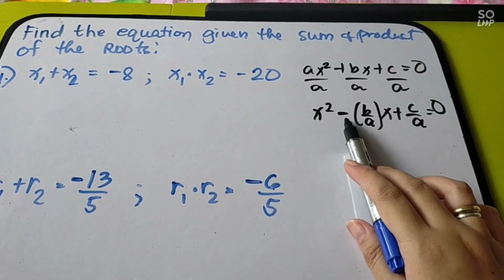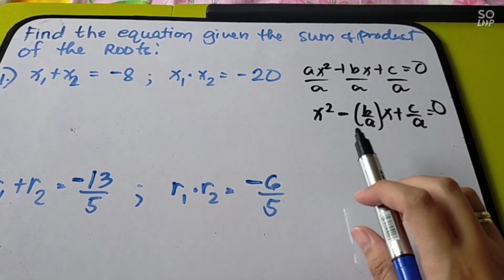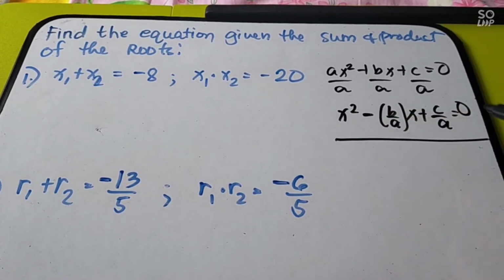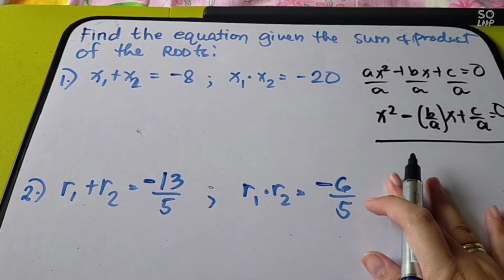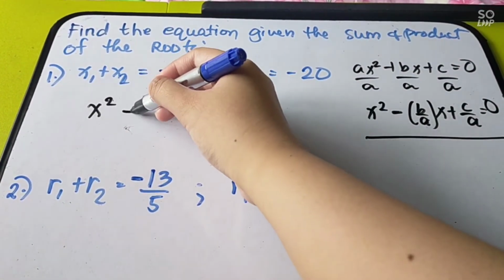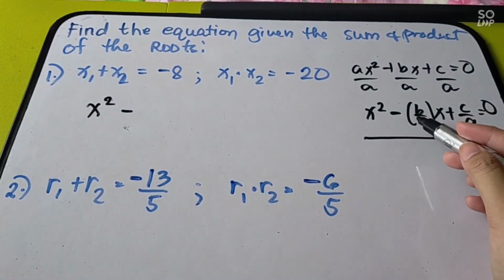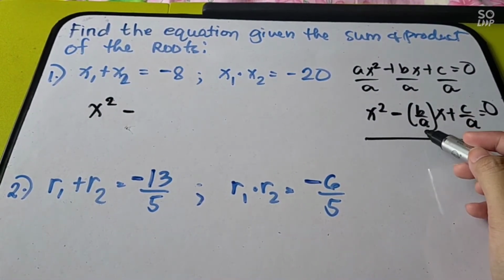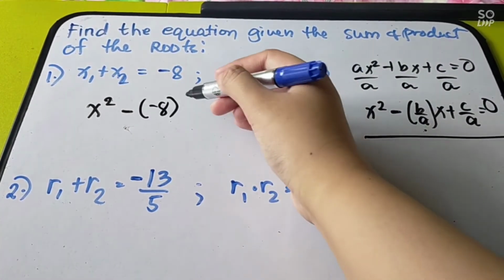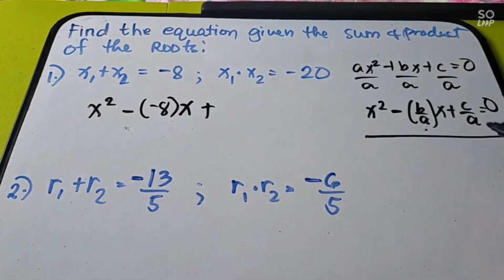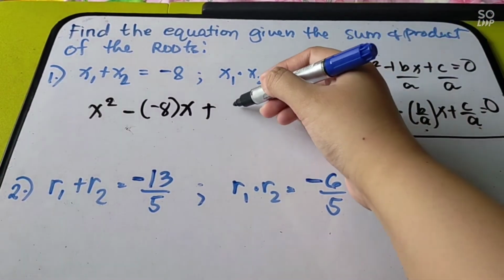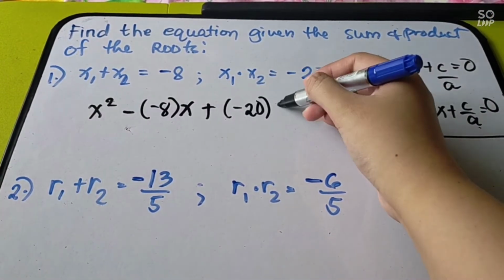Bakit ako nag-change ng sign dito? Kasi ang formula natin is negative b over a. Tama? So, that is it. So, ito lang yung gagamitin natin. Yan na yun. So, you will just substitute. So, we have here x squared na tayo. x squared minus, b over a, that is your sum. That is negative 8. Just write negative 8, then x. Plus, your c over a, that is your product. So, this one is times negative 20 is equal to 0.